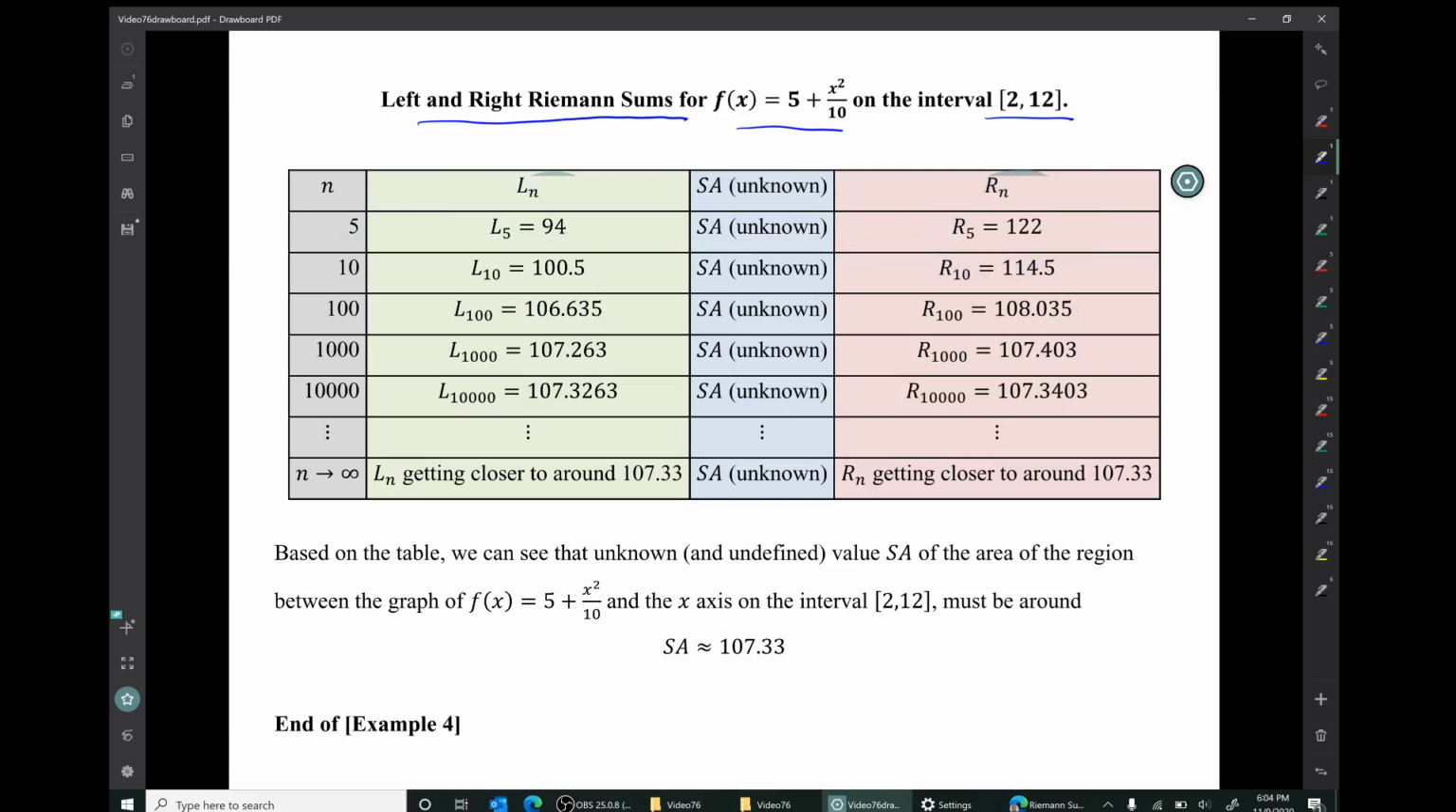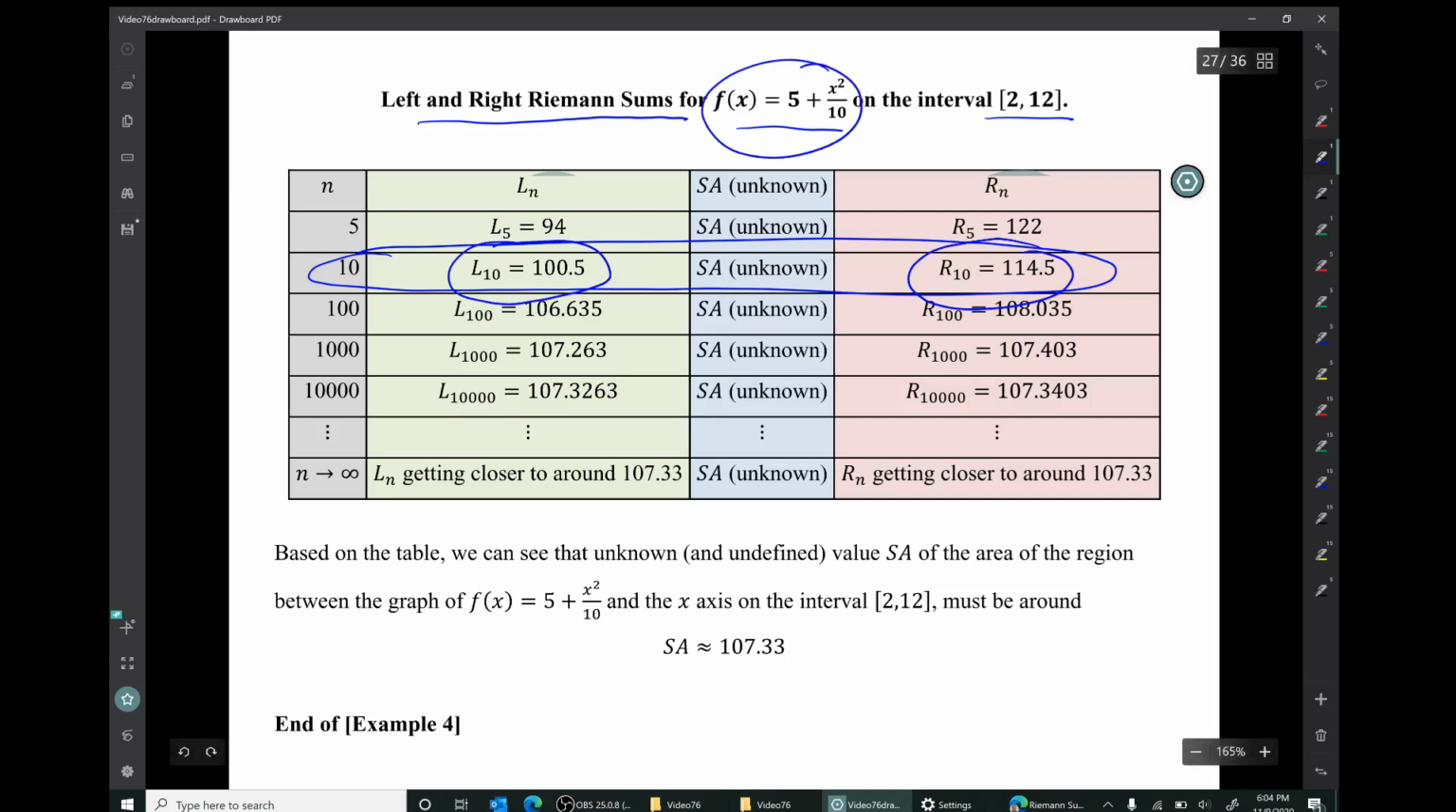Now let's focus on this row of the table. When n equals 10, let's see if we can get these values. L subscript 10 is 100.5, R subscript 10, 114.5. Let's see if we can get those values by typing this information into that Riemann sums calculator.